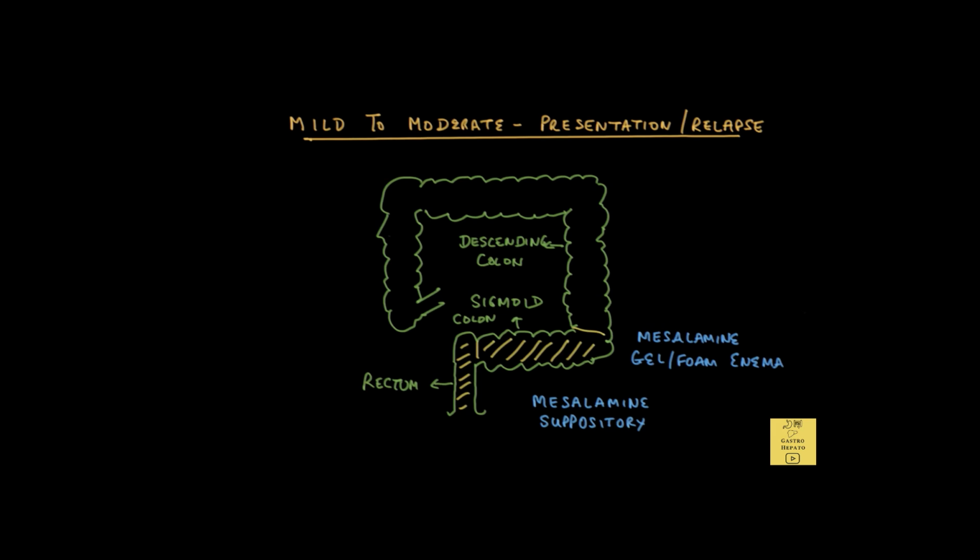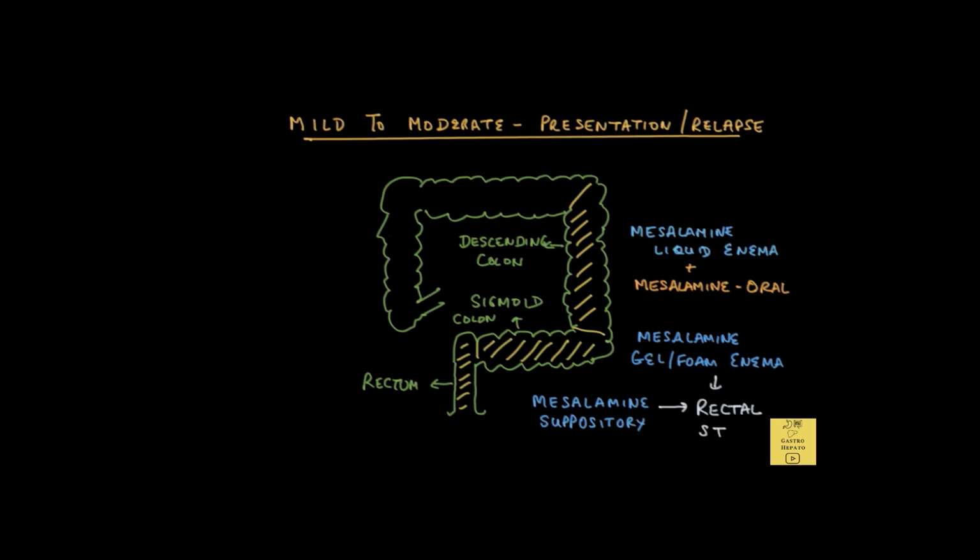If it extends beyond the sigmoid colon up the descending colon, then mesalamine liquid enema plus mesalamine oral tablets are given. They are given together. If there is no response to the mesalamine enemas or the mesalamine suppository, then rectal steroids are given. If this doesn't work, then oral steroids are given. If mesalamine liquid enema and oral mesalamine doesn't work, then one switches to oral steroids.